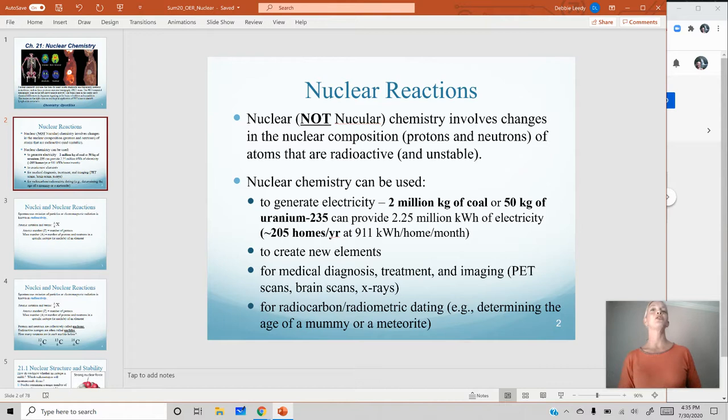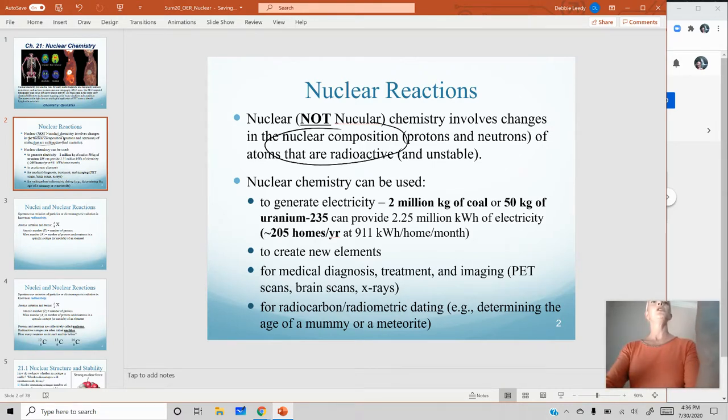So for this chapter, it is called nuclear chemistry because we are going to be studying the changes that happen as we change the nucleus of an atom. So remember, the nucleus is composed of the protons and neutrons. And atoms that are radioactive are considered to be unstable, and so the composition of their nucleus will change. They will gain or lose protons and or neutrons.